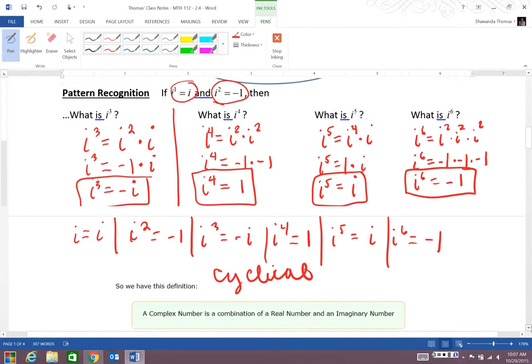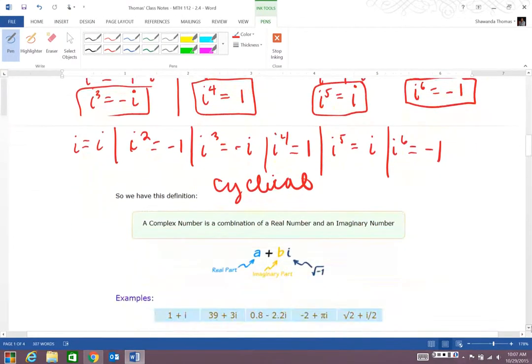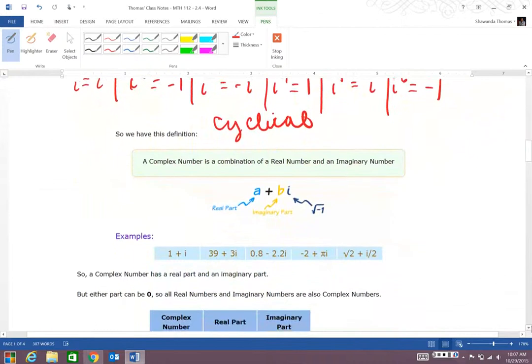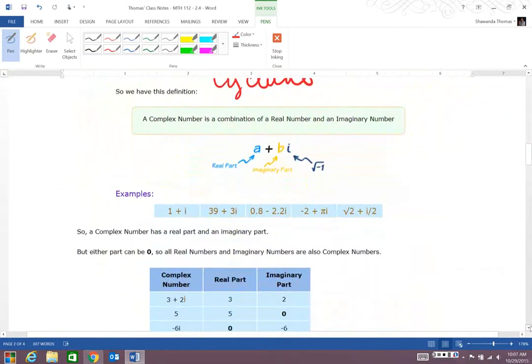All right, the next thing, let's talk about the definition of a complex number. A complex number is a combination of a real number and an imaginary number. An example would be in this form, a plus bi, where a is the real part, so that's normally just a regular number, and b is considered to be the imaginary part because it is multiplied times the i. So we have two parts, real part and imaginary part, and of course i equals the square root of negative 1.